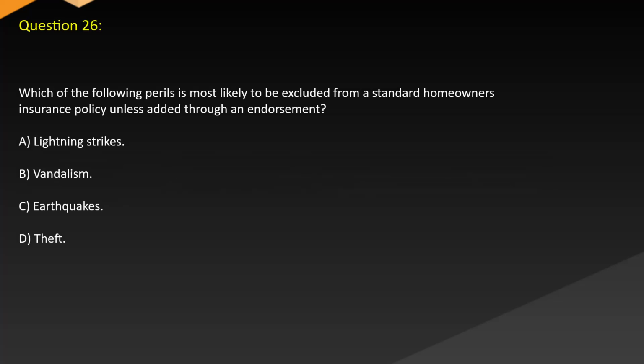Question 26. Which of the following perils is most likely to be excluded from a standard homeowner's insurance policy unless added through an endorsement? A. Lightning strikes. B. Vandalism. C. Earthquakes. D. Theft.